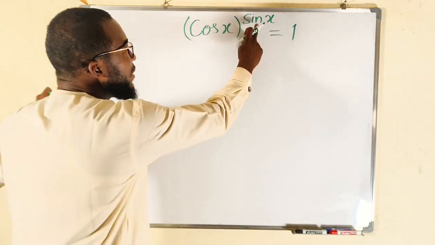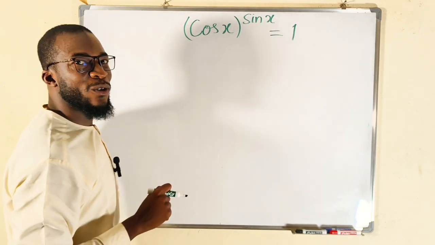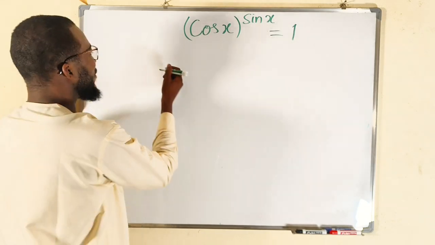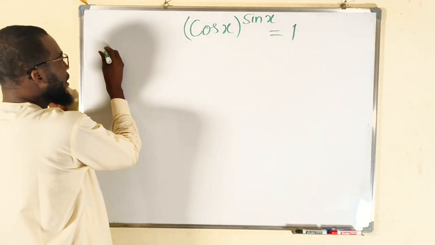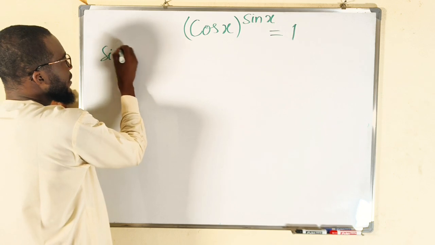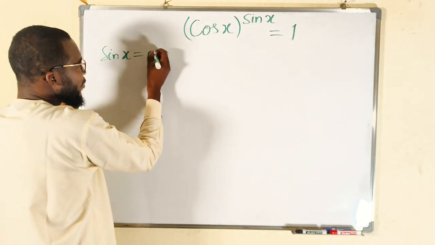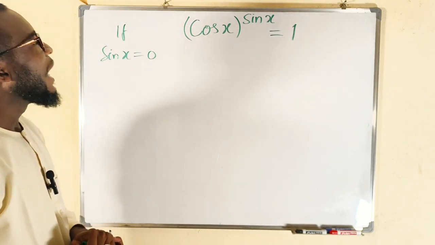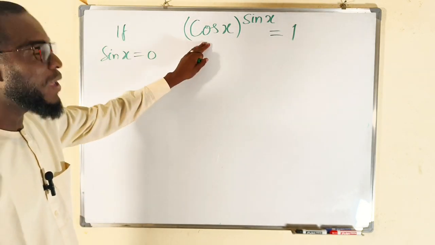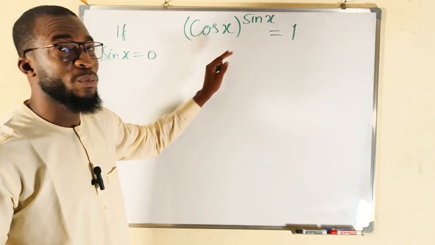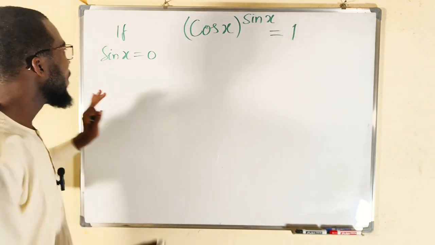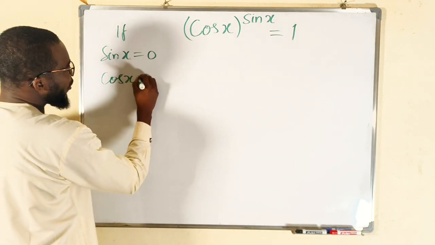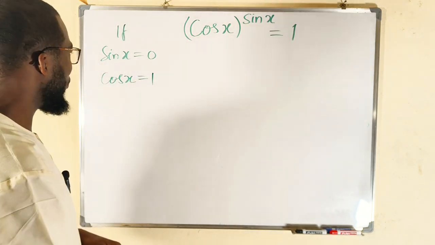We know that if the exponent is equal to 0, definitely this raised to the power of 0 will be 1. So this is the first condition: if sine x is equal to 0, this will be true. No doubt about it. And of course, if the base is equal to 1, 1 raised to the power of anything will still be equal to 1. So if the base, which is cosine x, is equal to 1, this statement is true.